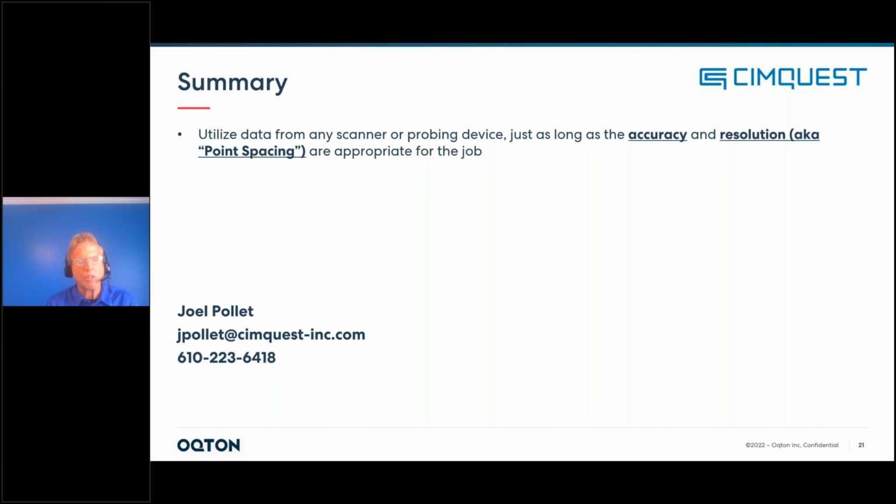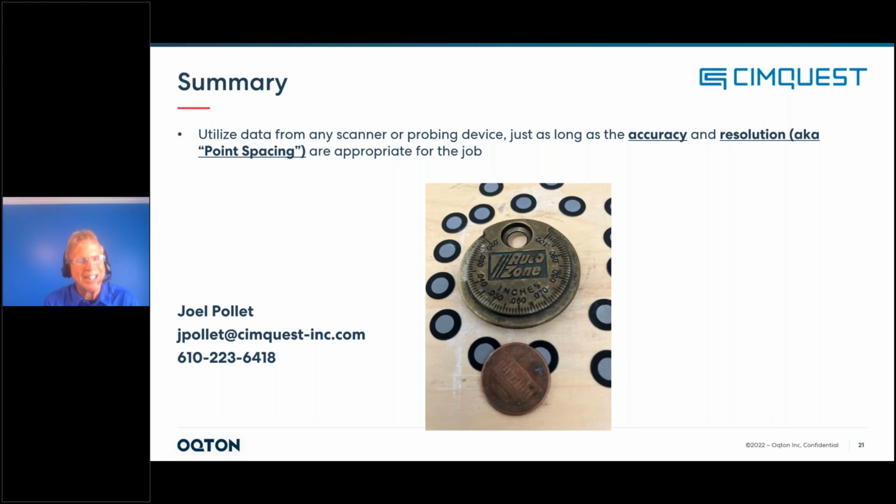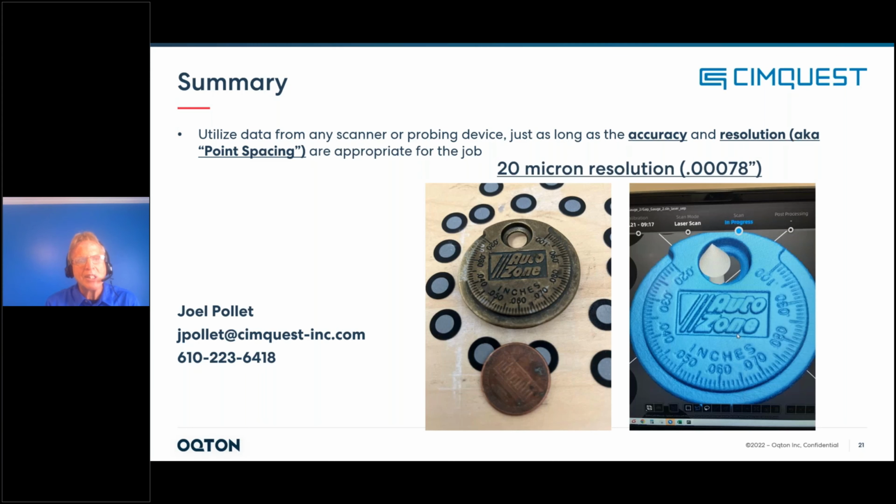Resolution, though, is a whole different story. You can think of resolution as the density of the point cloud. A lot of scanner manufacturers refer to resolution as point spacing or point distance, but it's essentially how dense the point cloud is. So when you look at a part like this, a gap gauge from AutoZone, it's obviously a very small part with very tiny features. We actually scanned that with a scanner that has a 20 micron resolution. So 20 microns is about 8/10,000ths of an inch.